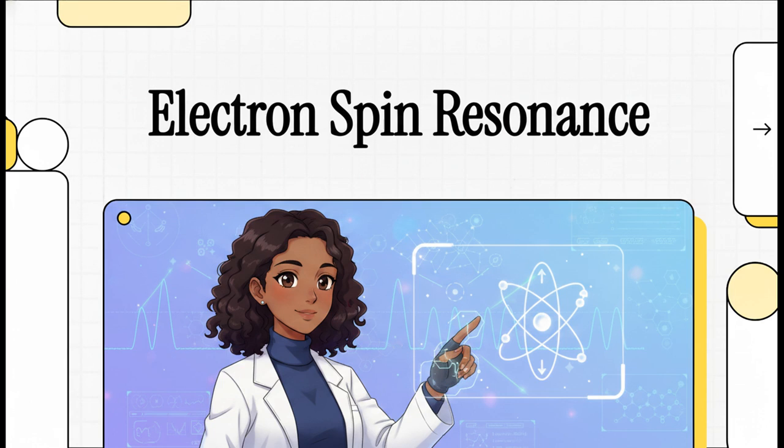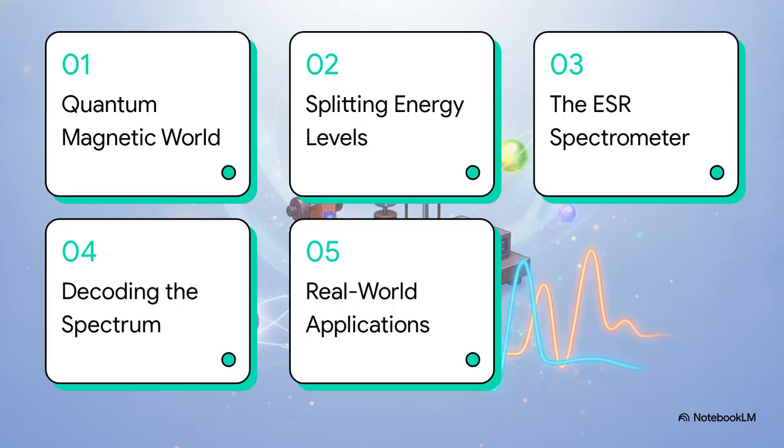It's essentially a magical window into the atomic level that reveals the incredible, completely invisible quantum spin dynamics of advanced materials. Our roadmap for this cinematic masterclass will take us progressively through 5 steps. We'll start with the foundational quantum magnetic world, look at splitting spin energy levels, explore the ESR spectrometer itself, learn how to decode the spectrum, and wrap up with some absolutely wild, real-world scientific applications.